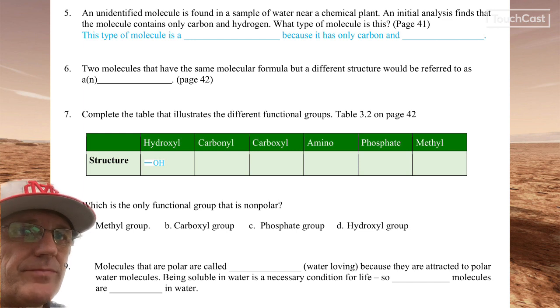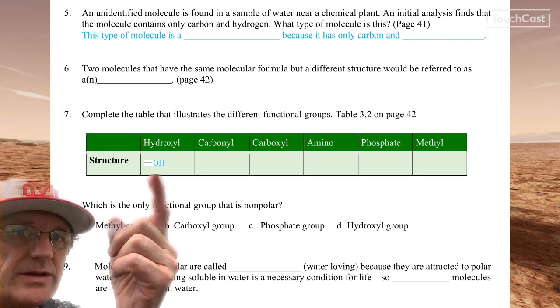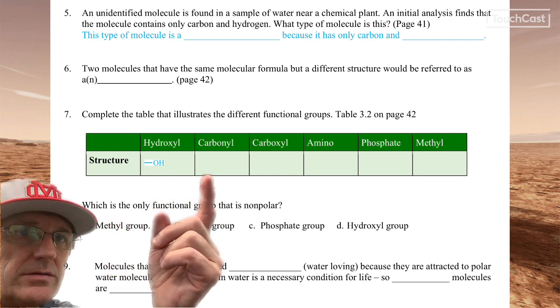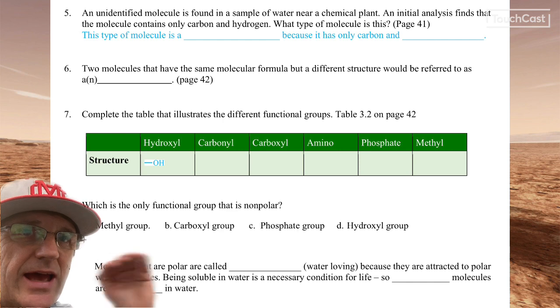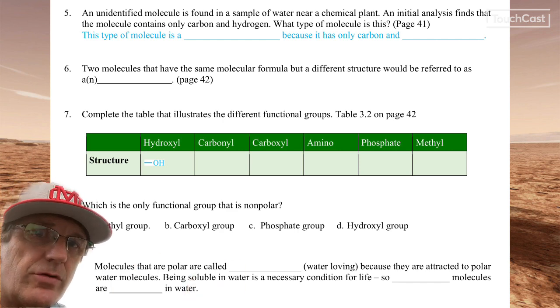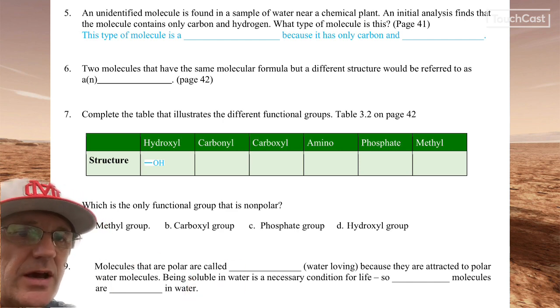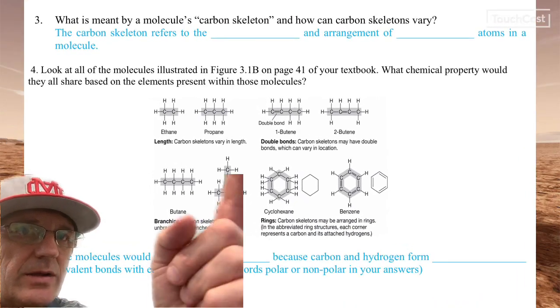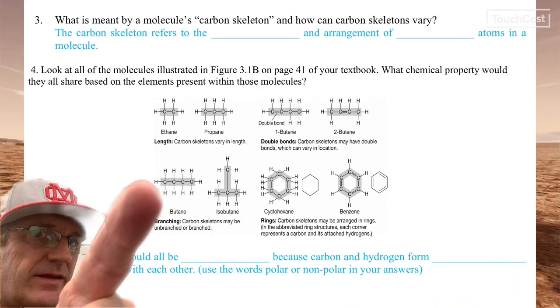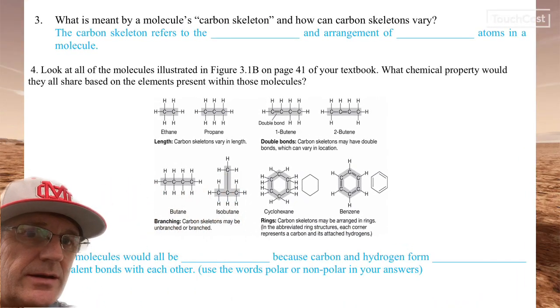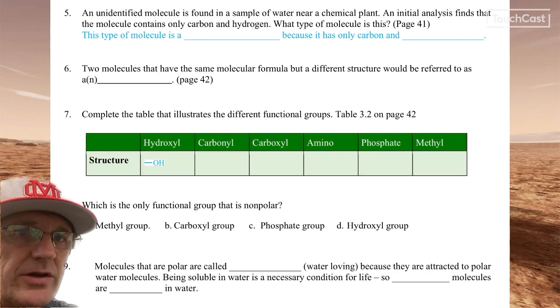Complete the table that you saw on page 42 in the textbook. The first one's done for you, hydroxyl, that is an OH. Carbonyl, go ahead and write in what you would have as the functional group on the end of the molecules. Those functional groups, by the way, would go on the end, instead of that hydrogen, it would be like a double bond to an oxygen or an OH like a hydroxyl.